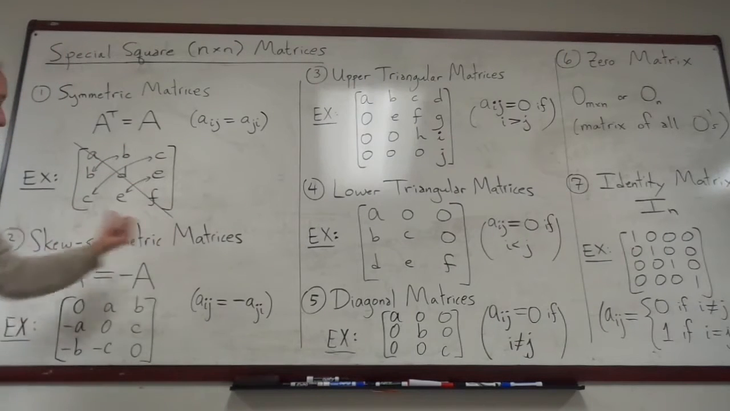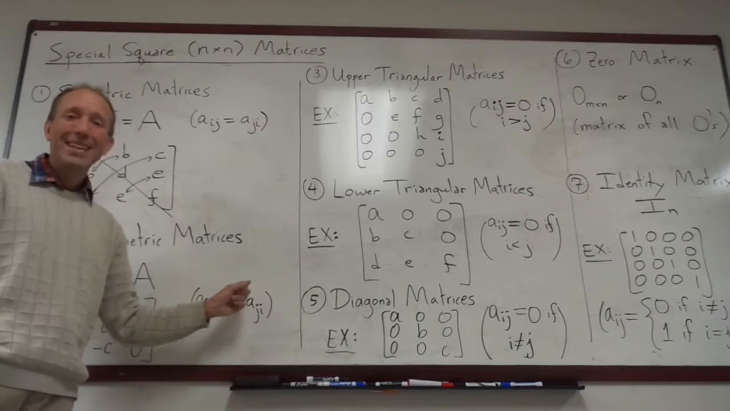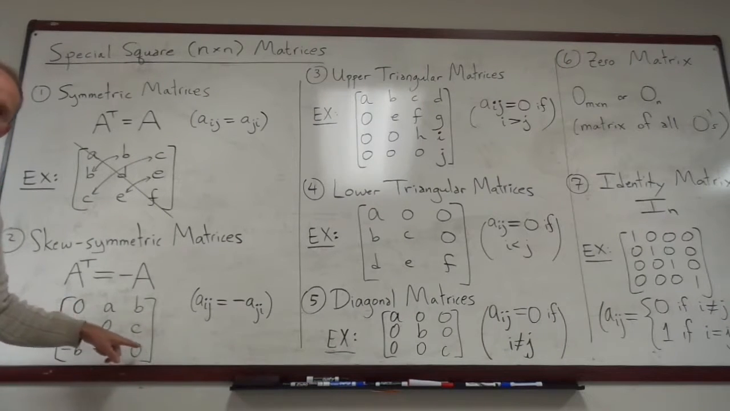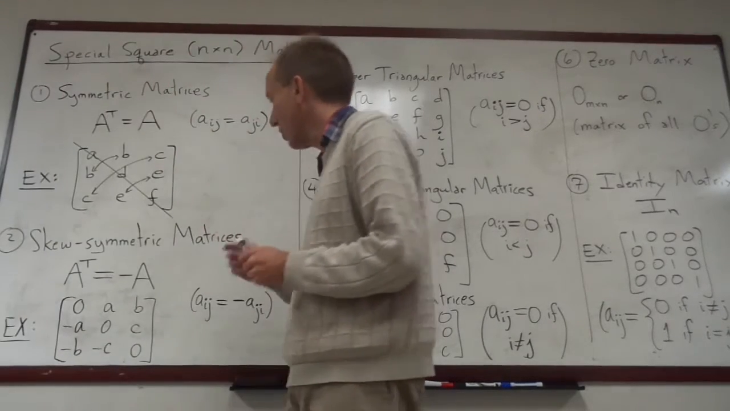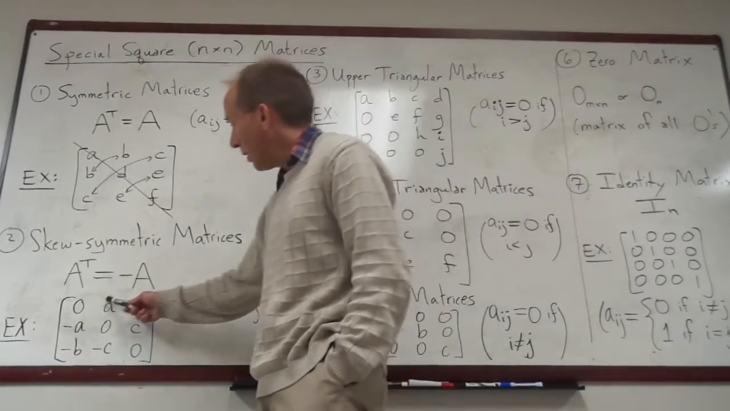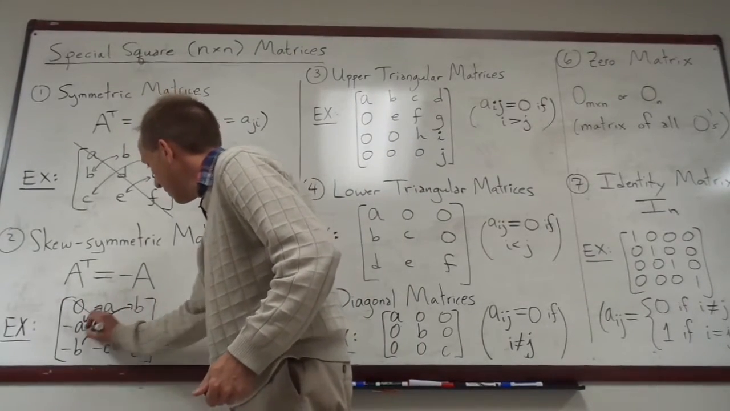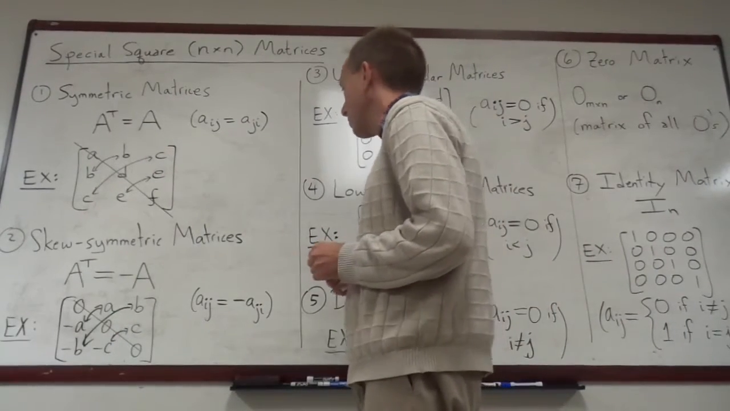Skew symmetric matrices are very similar. This time A transpose equals negative A, which just means that the ij entry is the negative of the ji entry. Here's a 3 by 3 example of that. Notice the zeros on the main diagonal. For a skew symmetric matrix, you must have the zeros on the main diagonal. And then across the main diagonal, the numbers are the negatives of each other. Okay, and that will always be that way for a skew symmetric matrix.